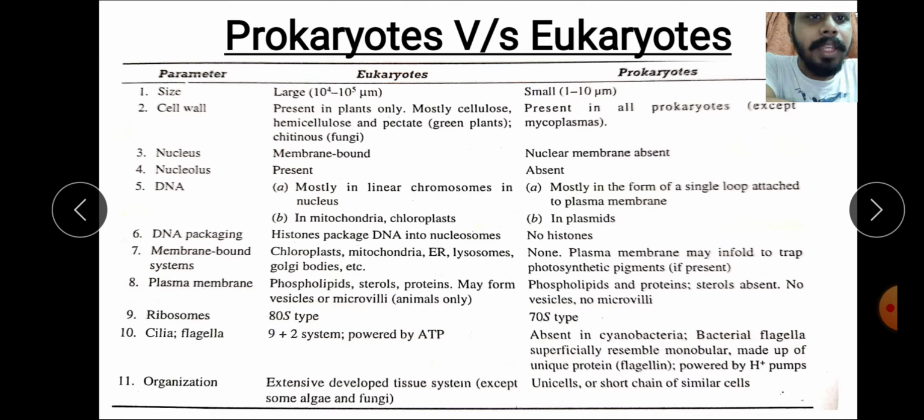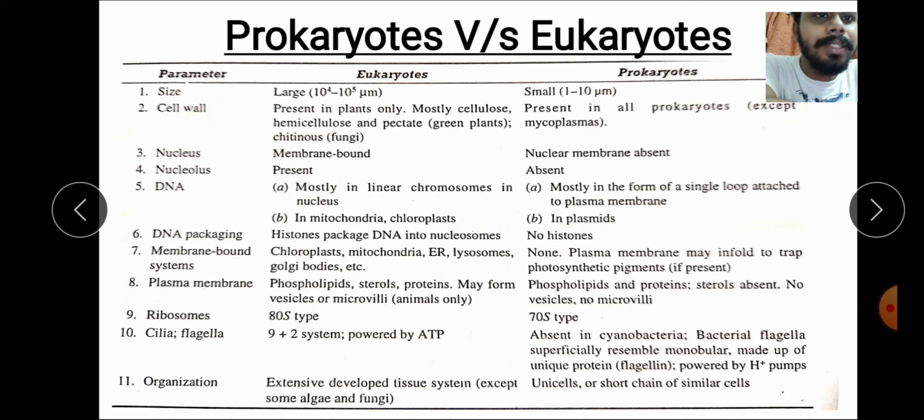In eukaryotes the size is larger than in prokaryotes. They are larger than prokaryotes, and their size is more or less 10 to the power 4 to 10 to the power 5 micrometer. And prokaryotes are smaller than eukaryotes, and their size is mostly 1 to 10 micrometer. Okay, and the next point is the cell wall.